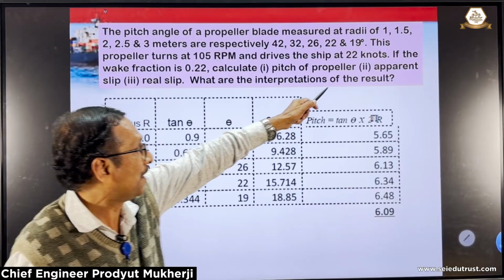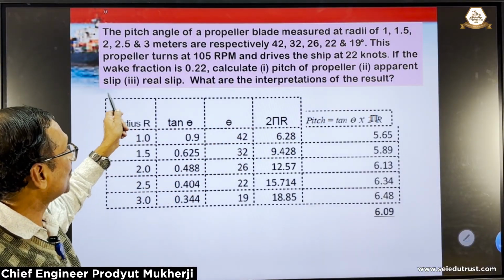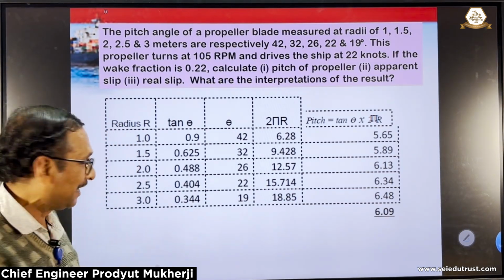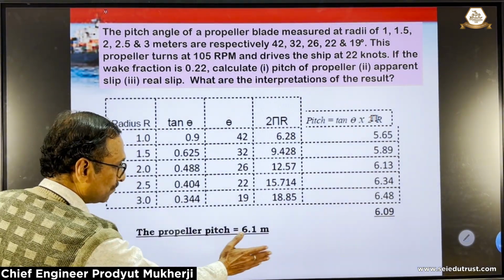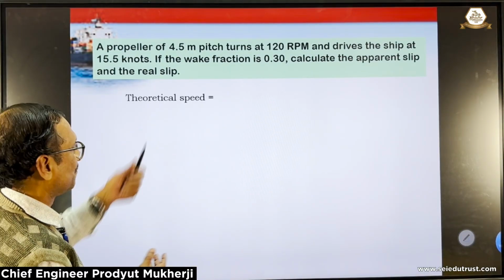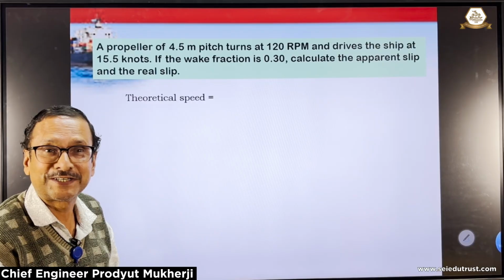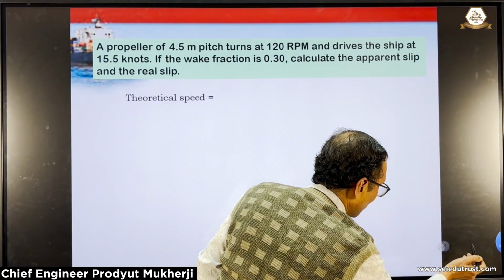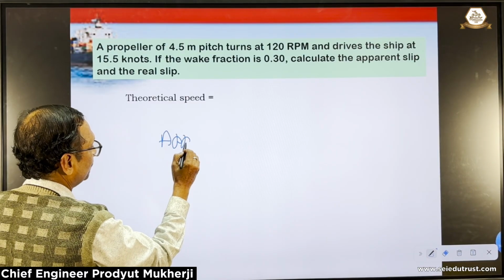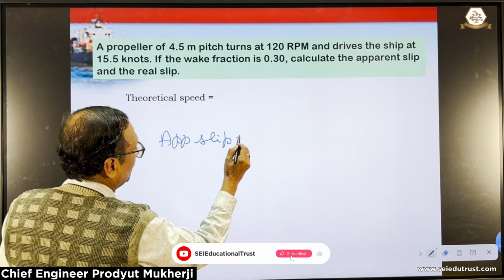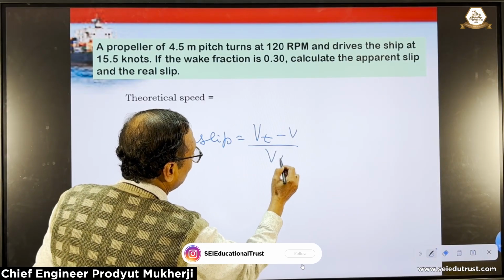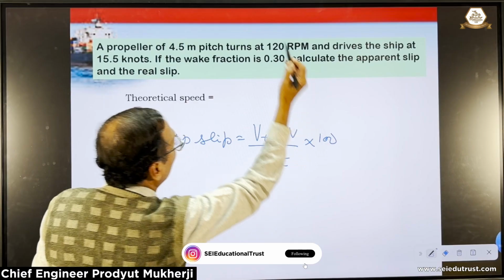Yeah, there are two other parts. Then we have to calculate the apparent slip and the real slip. The pitch part we have already calculated, so I will just walk over it, and then let us calculate the apparent slip, for which we need the theoretical speed. Because if you remember, apparent slip is equal to theoretical speed minus ship speed divided by theoretical speed into 100.